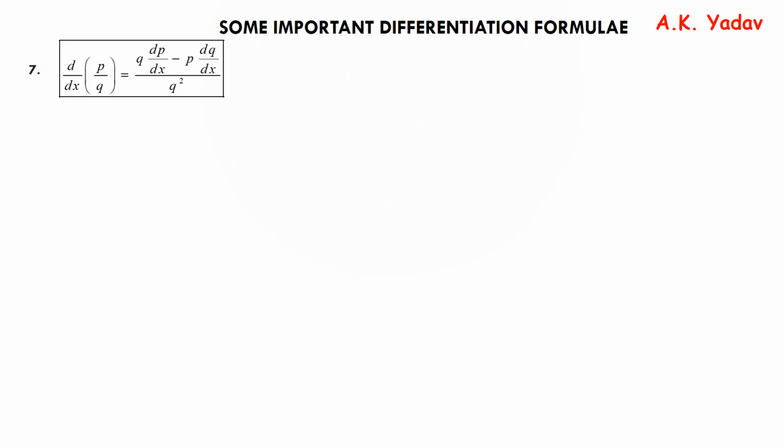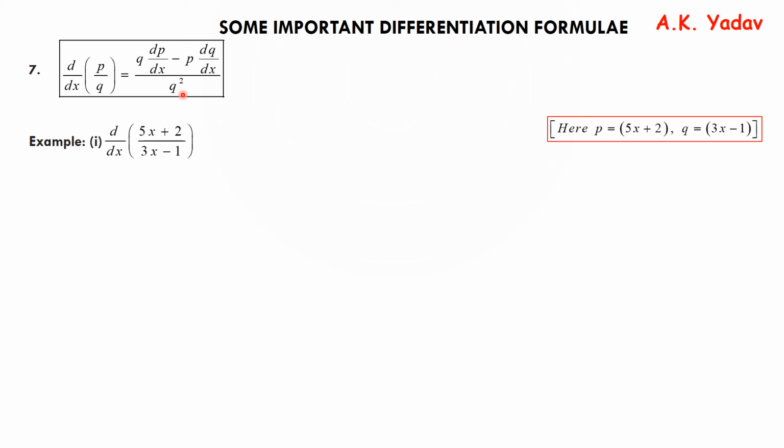Let us move to the seventh rule, which is the quotient rule. Here I have d by dx of p by q. So here q comes, then dp by dx minus p dq by dx, and whole divided by q square. Let's take an example. So here we have taken p as 5x plus 2 and q as 3x minus 1. We will use the seventh rule.